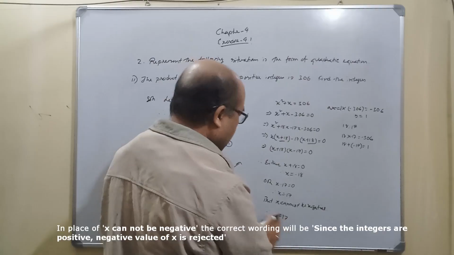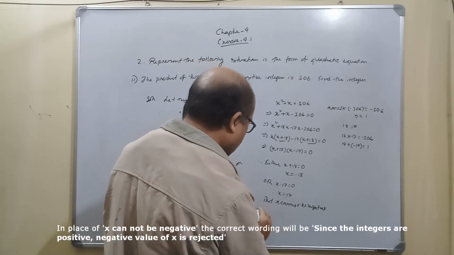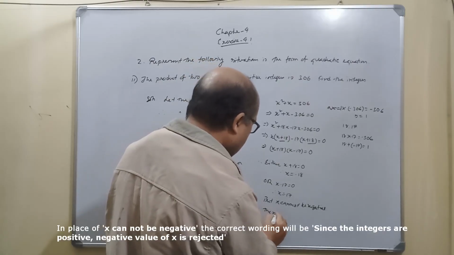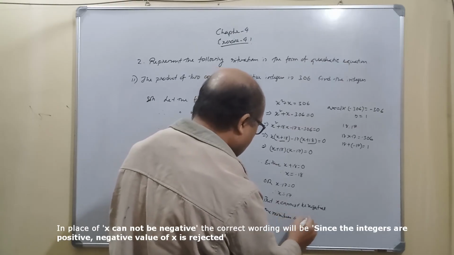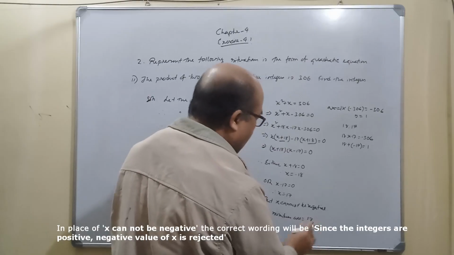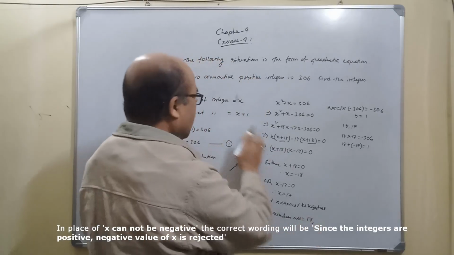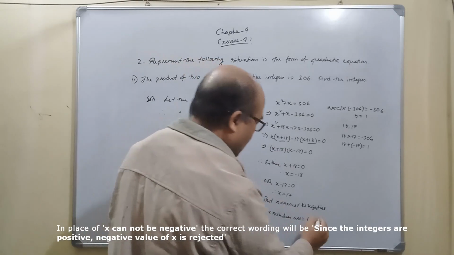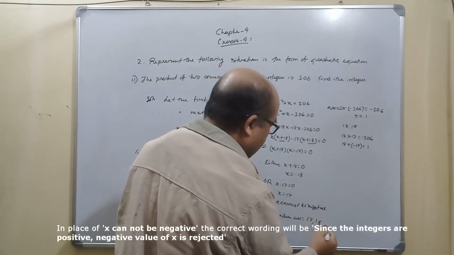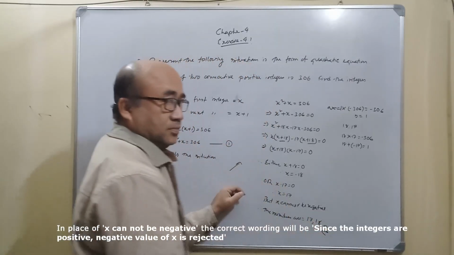And what is the conclusion? The numbers are 17 and 17 plus 1, which is 18, and that is your solution.